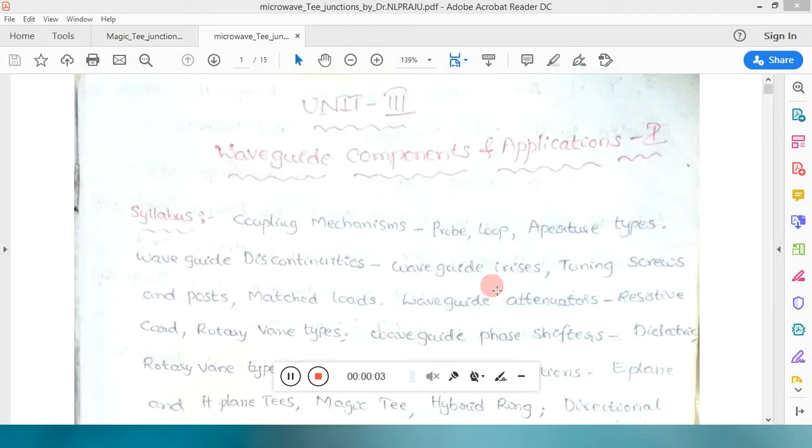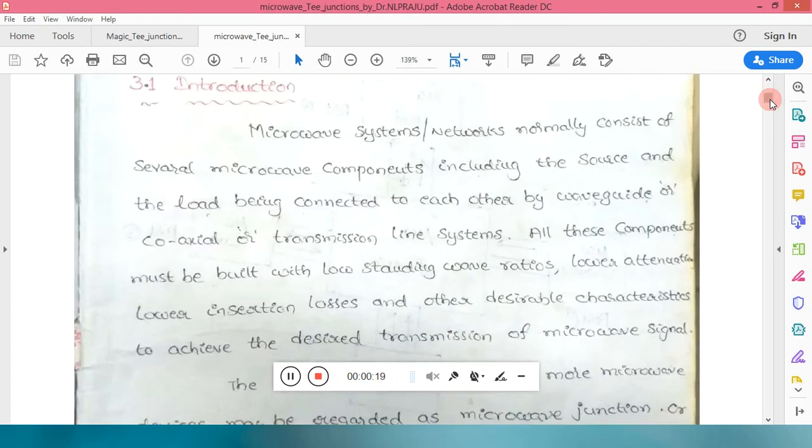Hi. So now the topic is waveguide components and applications. This is unit 4 of your syllabus. In this, we are going to discuss various components.